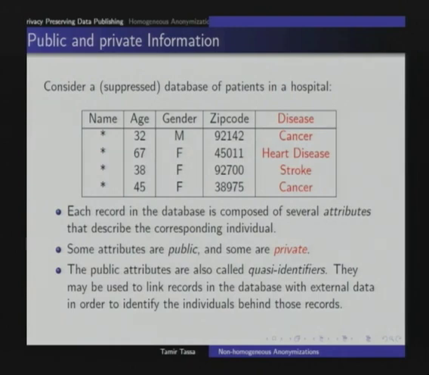And then if we use those quasi-identifiers to link records in such a table to a different table in which the name appears or the ID appears, then we have a problem.